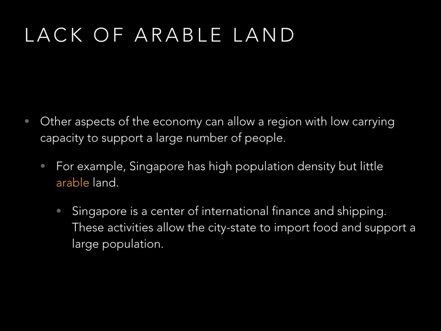Lack of arable land. There are other things that can allow a region with low carrying capacity to support a large number of people. If we look at the very, very small city-state nation of Singapore, it has a high population density, but little arable land. So people in Singapore support themselves through business activities like international finance and shipping. And then they import food to support their large population with the money they make from these activities.